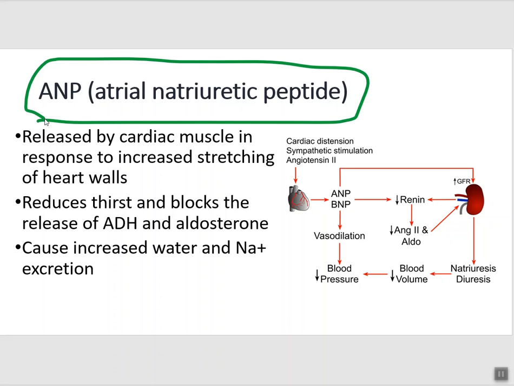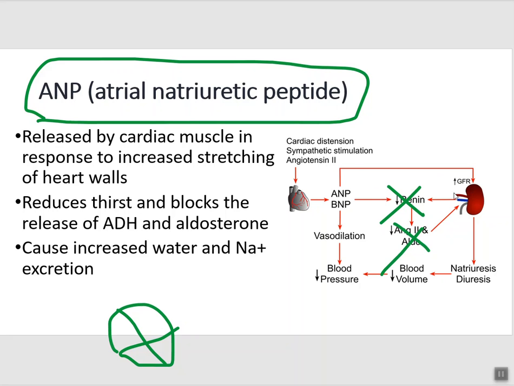Atrial natriuretic peptide. This is released by the atria of the heart. When the heart atria are subjected to too much pressure because of excess fluid, especially in the case of an injured heart, such as congestive heart failure, it's going to release this. This guy is going to go and basically shut down renin and all of this.